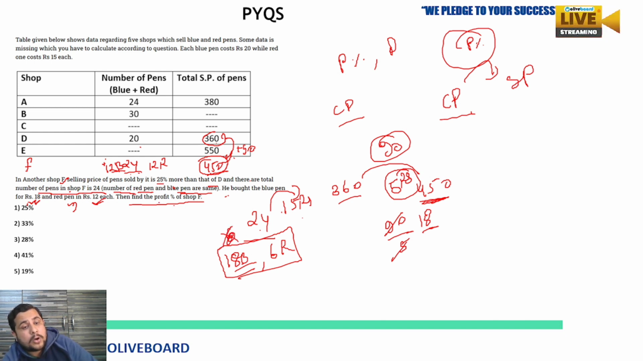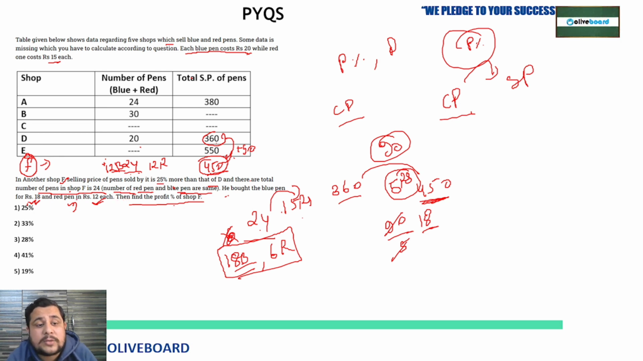No, it is not. Because see, they have given us 5 shops which sell blue and red pens, where each blue pen costs 20 rupees and each red pen costs 15 rupees. Now they are adding another shop F, but they have not said the selling price of blue and red pens will be the same as the 5. It can be different, right? So we have to follow the next data which is given. We will not calculate the number of pens according to this.